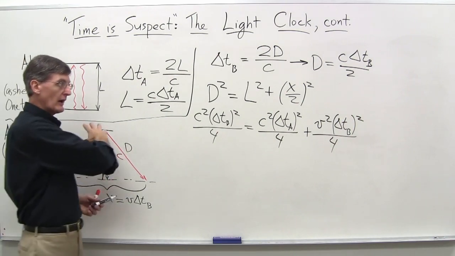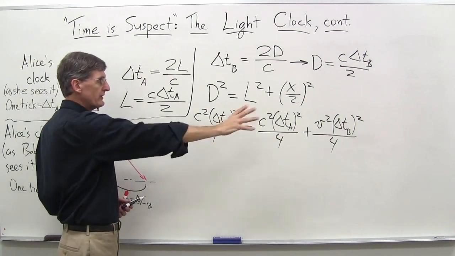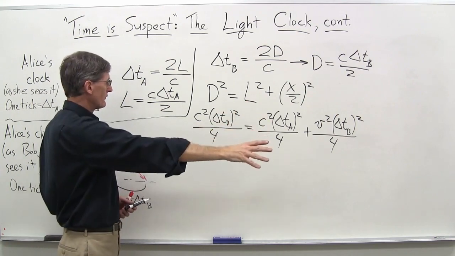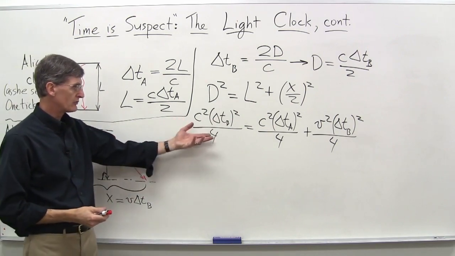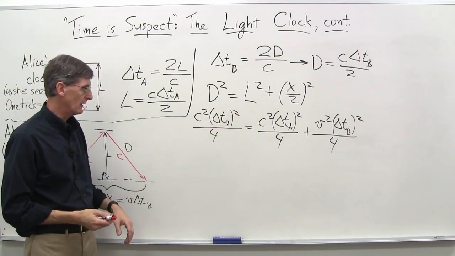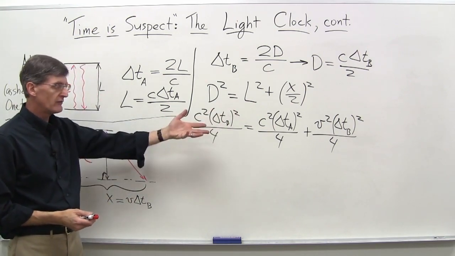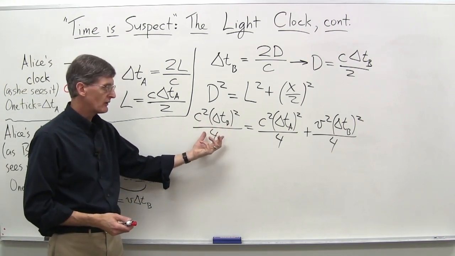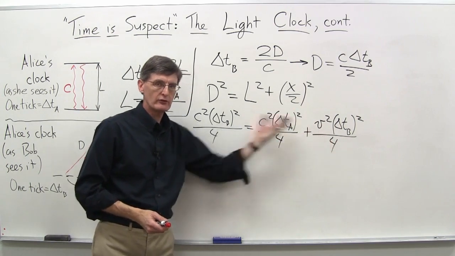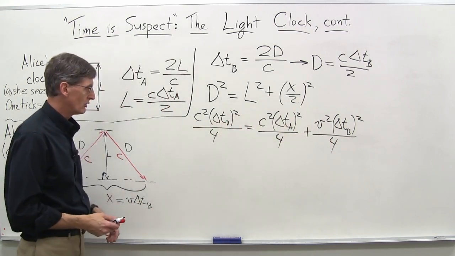Because I now have an equation, no more d's, no more l's, so those are out of the picture because we replaced them with equivalent expressions involving delta tb and delta ta. I've just got c's and v's in there, c squared and v squared, so it's looking good. I have a delta tb squared over here, another delta tb squared over there, so in a minute we're going to try to combine those terms.